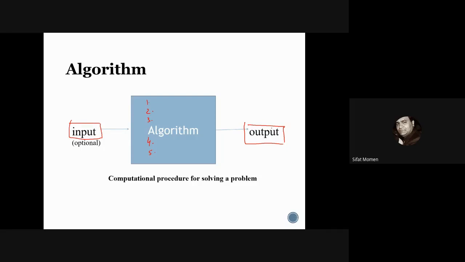You cannot have any instructions which are vague. Okay? You cannot say, you know, you do this or that depending on your mood. So you cannot have something like that. It has to be precise. Okay? All right? Okay, got it, sir. Good.